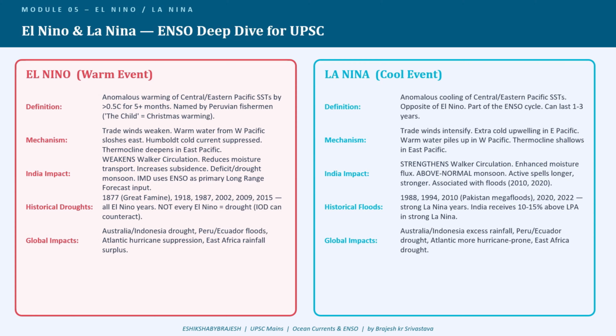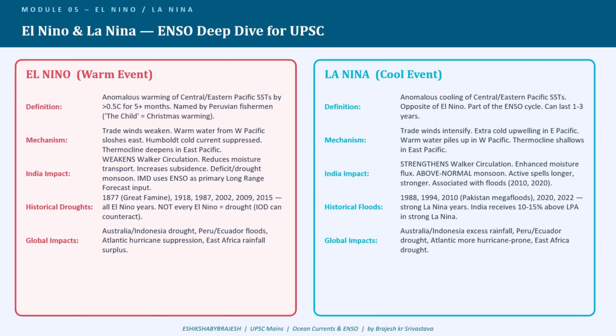Global impacts: El Nino causes Australia and Indonesia to dry out. Peru and Ecuador experience catastrophic floods. The Atlantic hurricane season is suppressed because El Nino creates upper level wind shear that tears apart hurricanes. East Africa gets surplus rainfall. It is truly a global reshuffling of rainfall patterns.